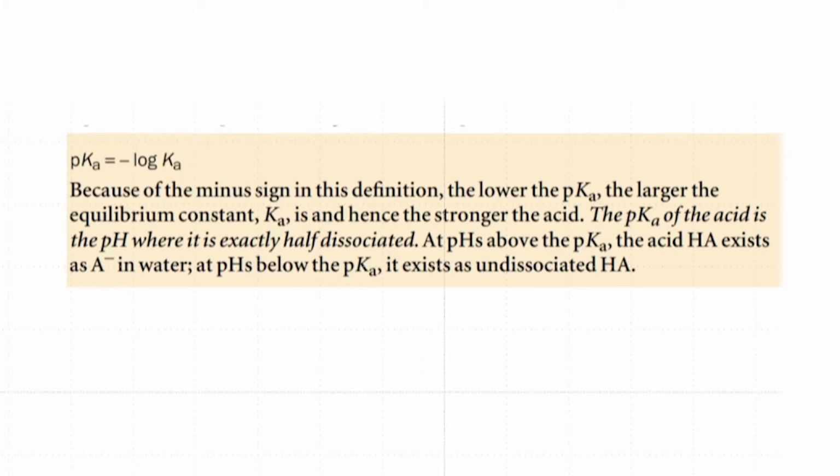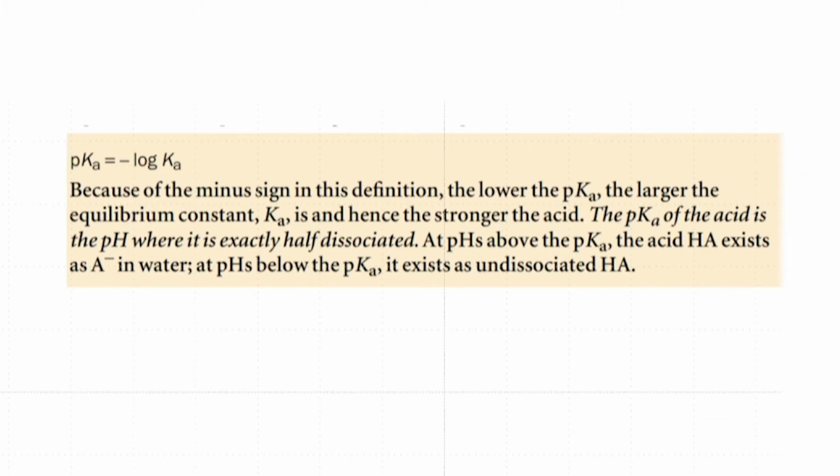And because this minus sign is there in this definition, the larger the equilibrium constant K, the better the acid is. That's what we learned. But it inversely correlates with pK. So the smaller the value of pK, the better the acid is. So again, this is a sort of a refresher of what we have done in the past.